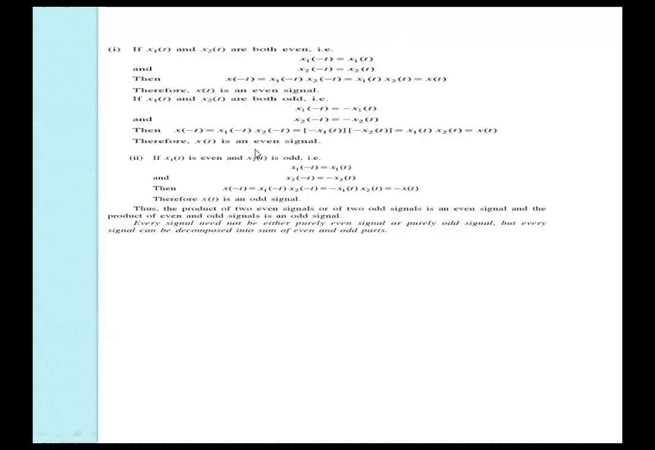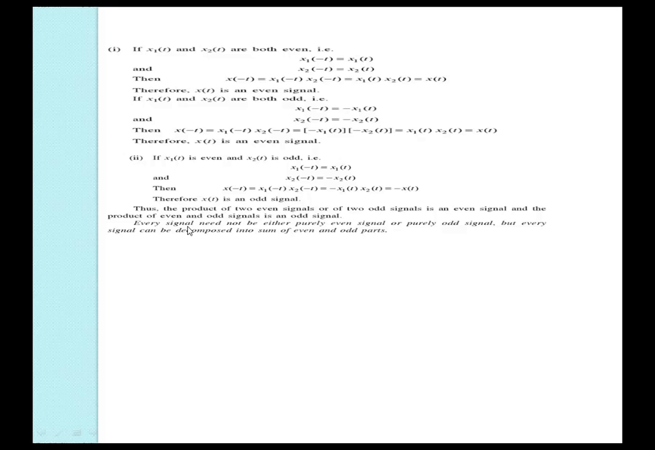And coming to the case where one is even and one is odd: x1 of minus t is x1 of t, and x2 is considered an odd function, minus x2 of t. Plus into minus becomes a minus. Thus, the product of two even signals or two odd signals is an even signal, and the product of an even and an odd signal is an odd signal.